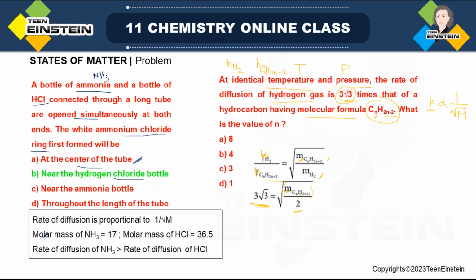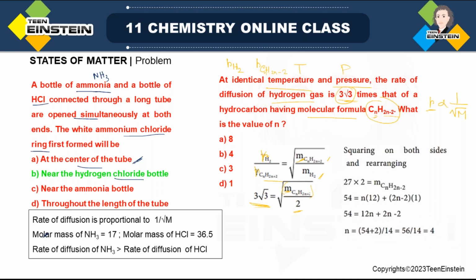You just have to remove this root sign on both sides, so you have to do squaring. Squaring on both sides and slight rearranging, you will get the molar mass of this hydrocarbon, which is equal to 54.